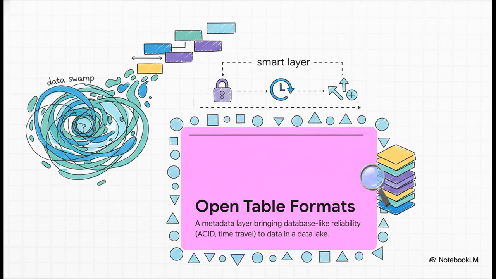So, how do you fix the data swamp? You bring in something called an open table format. Now just think of this as a brilliant little layer of metadata that sits on top of all your messy data files. It's what brings all that good stuff from traditional databases, like ACID transactions, which make sure your data operations actually complete correctly, right into the wild world of the data lake. Plus, you get amazing features like time travel to see what your data looked like yesterday, and schema evolution so your tables can change over time without everything breaking.